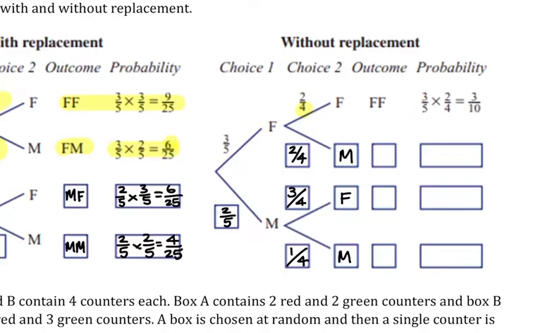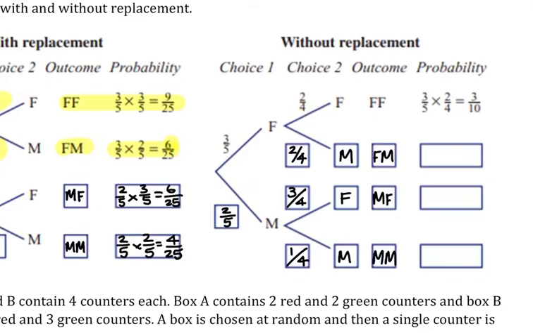So then our outcomes, we have female, female. Here we have female, male. Here we have male, female. And then here we have male, male. So again, to get our outcomes, all you do is you go along your branches. Okay, and now our probability.